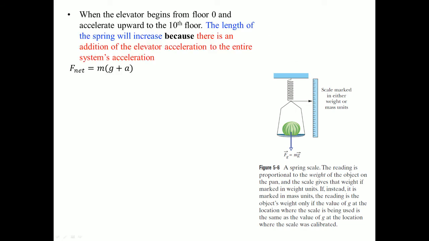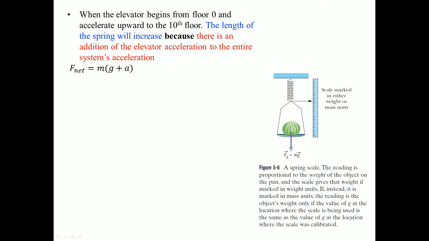When the elevator begins from floor 0 and accelerates upwards to the 10th floor, the length of the spring will increase because there is an addition of the elevator acceleration to the entire system's acceleration. So the spring is going to stretch more. That's what I mean by the length of the spring will increase. So you could also use the words stretch more. That is due to the acceleration of the elevator increasing the system's acceleration.